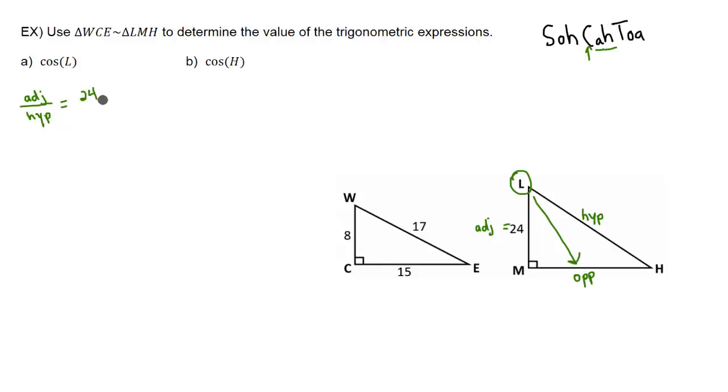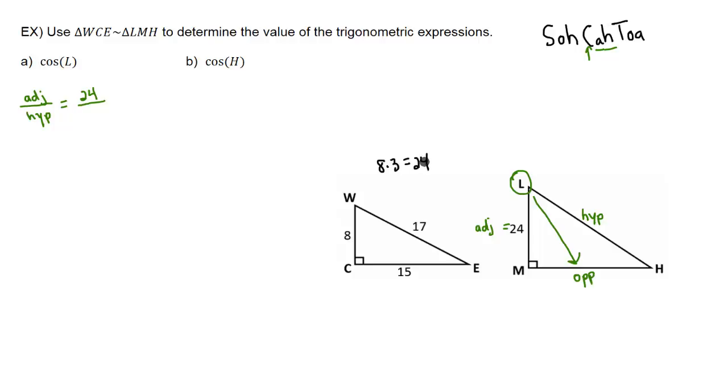And we're going to divide by the hypotenuse, but we don't have the hypotenuse. How could we find our hypotenuse? Well, this is when you have to go back to the fact that these two triangles are similar. If we know that WCE is going to be similar to LMH, we know that the corresponding sides all have the same ratio. So as you can see, WC corresponds with LM. So how did we go from 8 to 24? Well, 8 times what number gives us 24? That's a 3. 8 times 3 gives us 24.